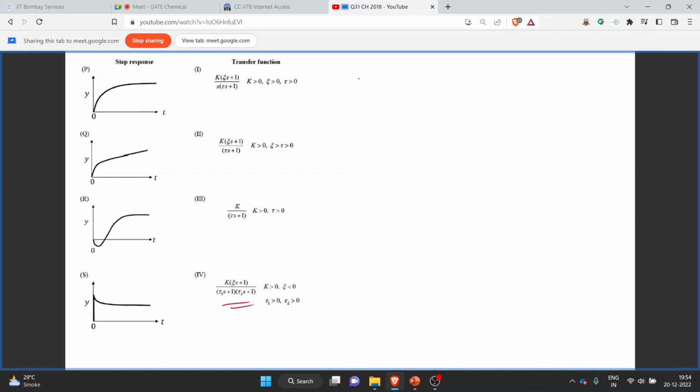So in the fourth option, we have been given the transfer function G of s as K times (zeta s plus 1) upon (tau 1 s plus 1)(tau 2 s plus 1). From the transfer function, we can see that we are having two time constants. That implies that there would be two interacting elements in this system, and also this transfer function matches the general transfer function form for this inverse response.